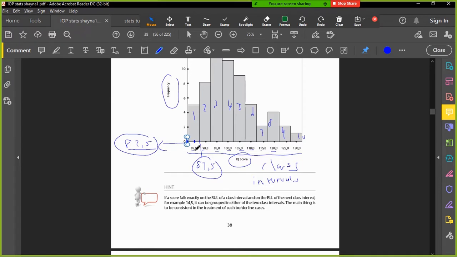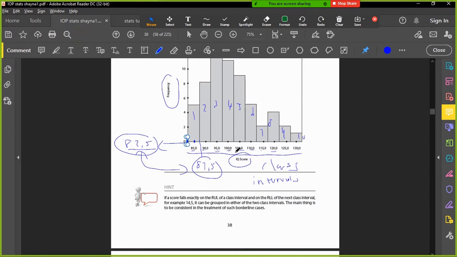That 85, if you add up these two values, should be the midpoint. Of what? The class 82.5 plus 87.5? 82.5 plus 87.5 is 170. Divide by 2. 85. Yeah, so that's the midpoint.